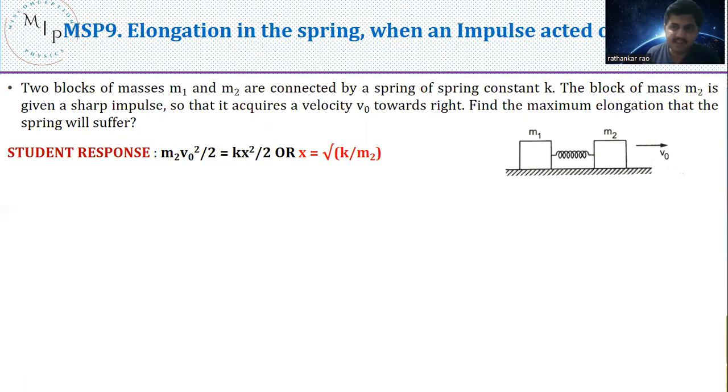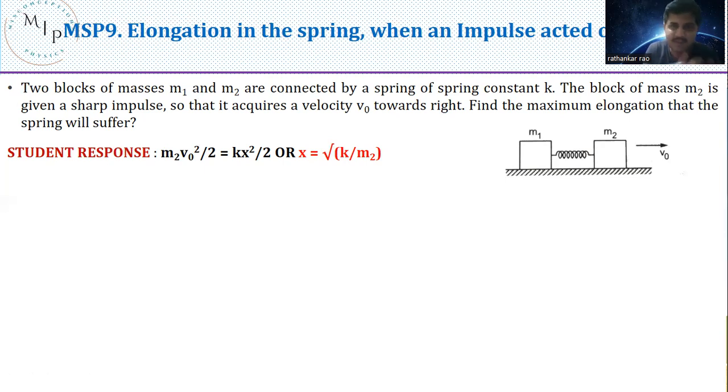Now, the student's answer is that he has ignored this block as usual. He said, anyway, I am given some velocity here, which means this has some kinetic energy. The spring will extend only because of the kinetic energy of this block M2. So he has used half M2 V0 square is equal to half K X square. Solving this, you get X equal to square root of M by K times V0. Very simple way. But what is the mistake he has done?